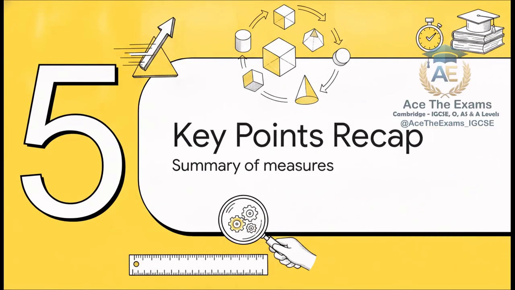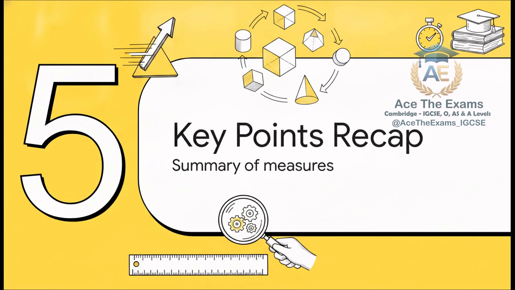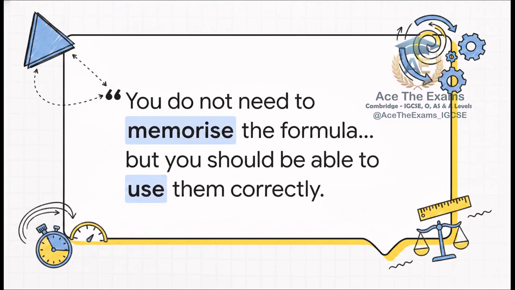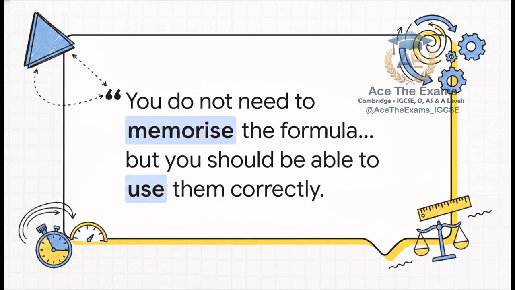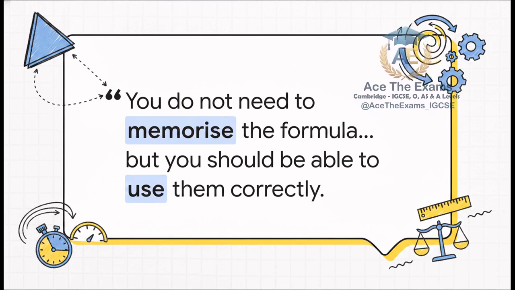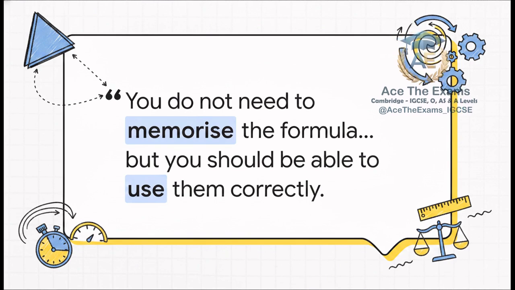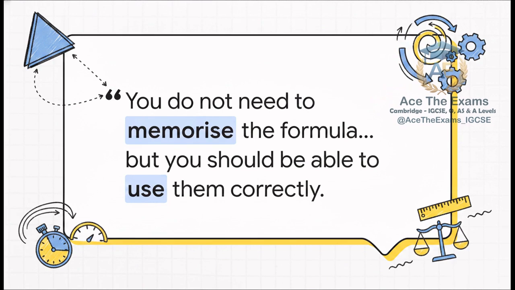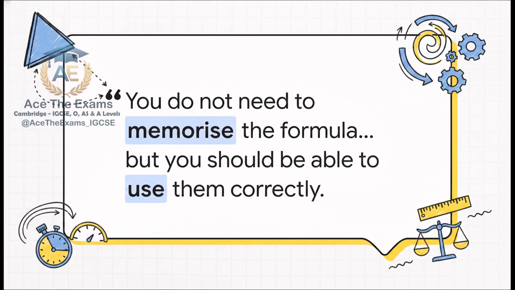And finally, Section 5, Key Points Recap. Let's bring it all together. First off, take a deep breath and just look at this quote directly from the Cambridge syllabus text. It says, "You do not need to memorize the formula for these compound measures, but you should be able to use them correctly." Guys, this is a massive relief. The exam is not testing your rote memory of a dozen different equations. It's testing your ability to recognize a rate and use our simple visual triangle to manipulate the numbers.